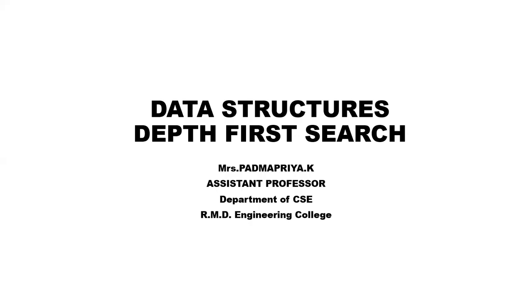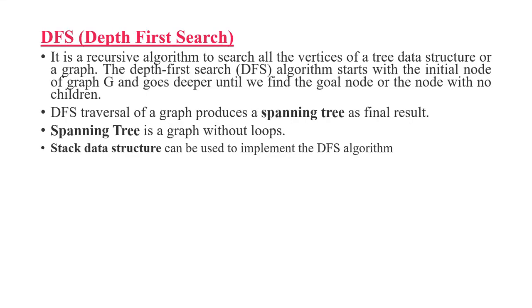Today we are going to see the topic depth first search under the subject data structures. Depth first search is a recursive algorithm to search all the vertices of a tree data structure or a graph. The depth first search starts with the initial node of a graph and goes deeper until we find the goal node or the node with no children.